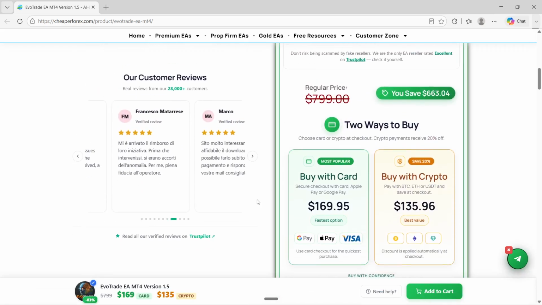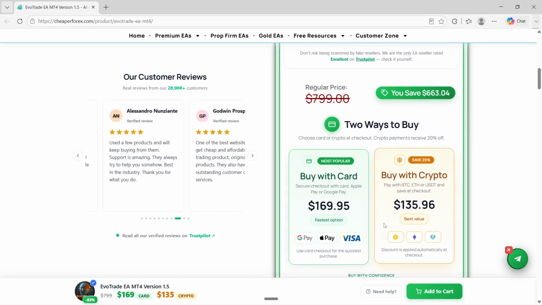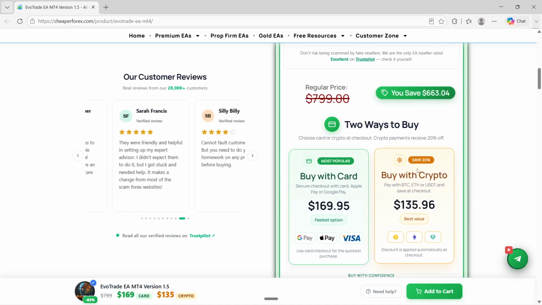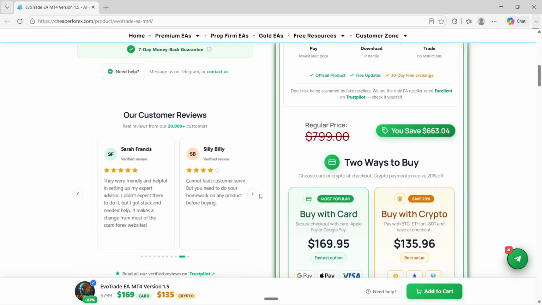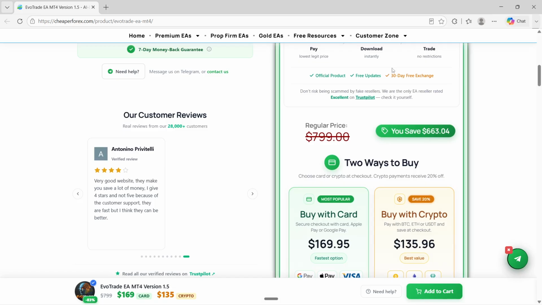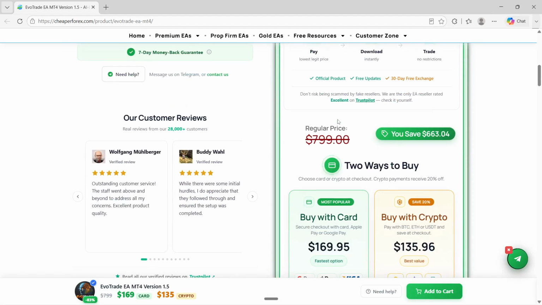So you can see that it's going for $169.95 if you're buying with card, and $135.96 if you're buying with crypto. The claim is that this is a discount, and that the regular price is $799, and you'll be saving about $663.04 on the purchase.